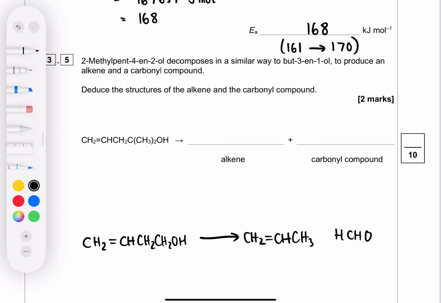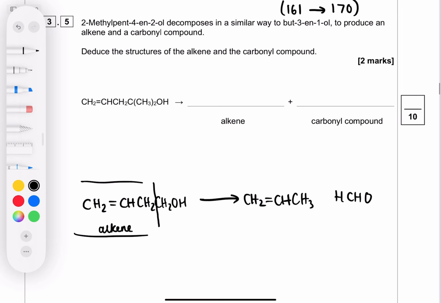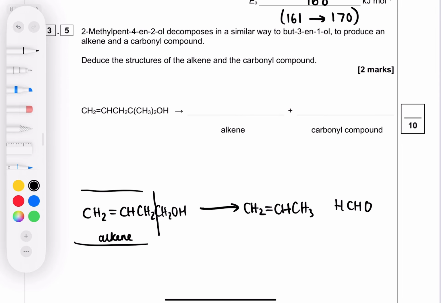So if we look at what they did, it looks like they've broken it here, and this bit went to make the alkene. Okay, and it's gained an extra H. So if we do the same thing, we go one across from the double bond, we break it there, and we make the alkene. It's actually the same alkene we made before.